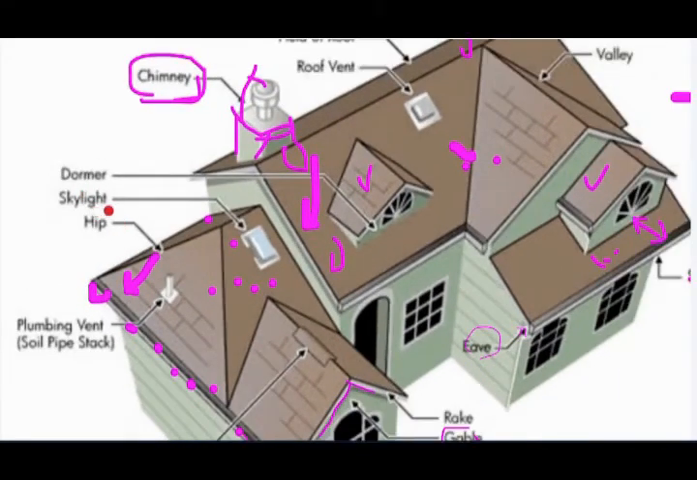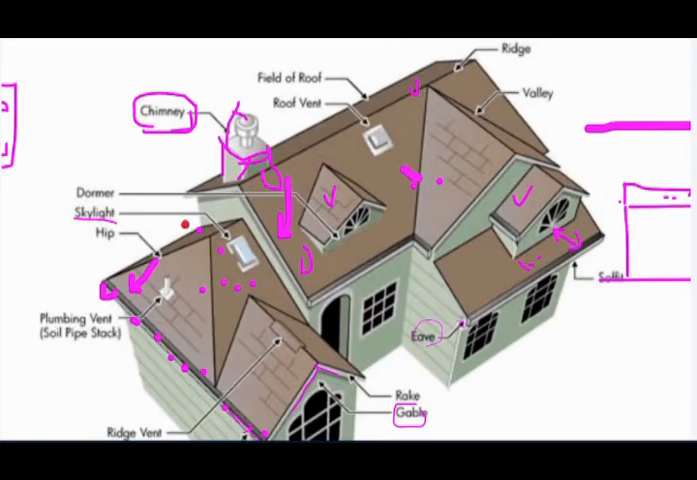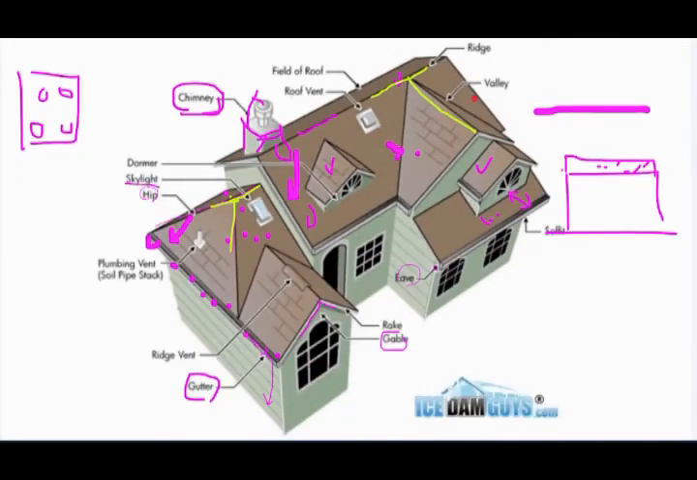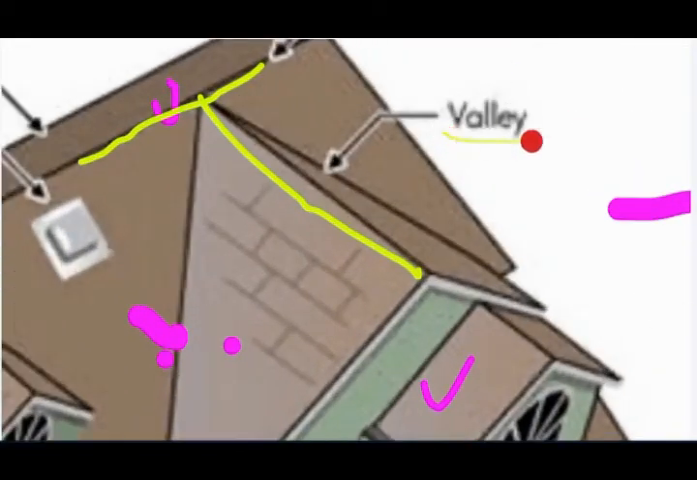The skylight we are not using mostly. Hip is also important. Hip. Look at here, this corner. The sharp corners which exist on top of every roof, you can see here. Let me do it with the yellow color, and these yellow colors are hips. So hips are the highest parts, and we also have valley.